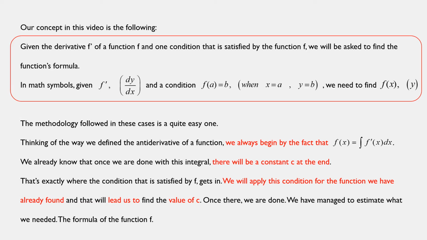In math symbols, all I've said could be expressed as: given f prime or dy over dx, it's the same thing, and the condition of the form f of a equals b, which means that when x equals a, y equals b, then we need to find f of x, or it might be asked as well as find y in terms of x, or find y equals f of x.